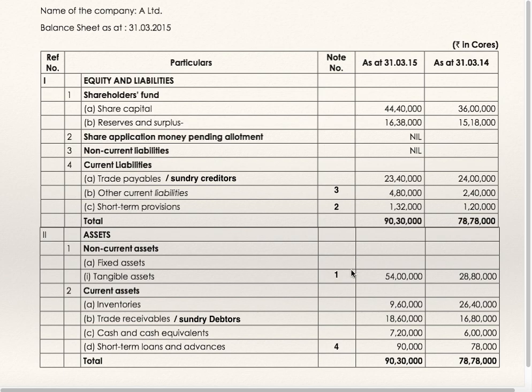Non-current assets, in that tangible assets, note number 1. Current assets, in that you have inventories, trade receivables, cash and cash equivalent. Short-term loans and advances, refer note number 4. In case of trade payables, that is sundry creditors, inventories, debtors, short-term loans and advances, find out the increase decrease in current assets and current liabilities. That is to be shown under operating activities at working capital adjustment in indirect method.